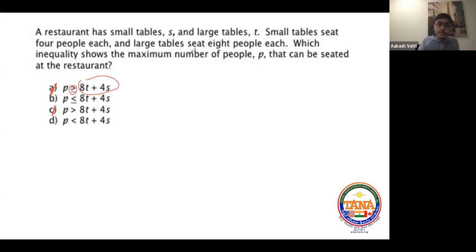And we do know that it's the max amount of people, so it could be everything less than or equal to. So the only answer that has that is B.